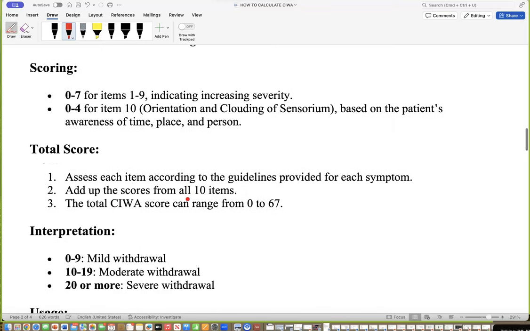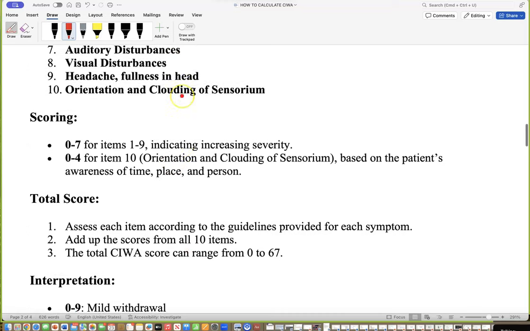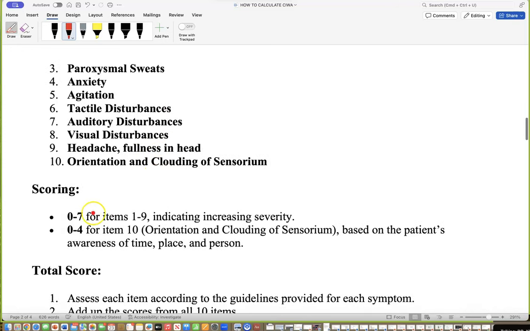So what exactly is the scoring? It is 0 to 7 for items 1 to 9. So watch that, we have two different numbers, okay? I just wanted to make that clear. It's not going to be this complicated on the exam, but we still need to be familiar with these numbers. A 0 to 7 for items 1 to 9 means increasing severity. A 0 to 4 for item 10 is based on the patient's awareness of time, place, and person.